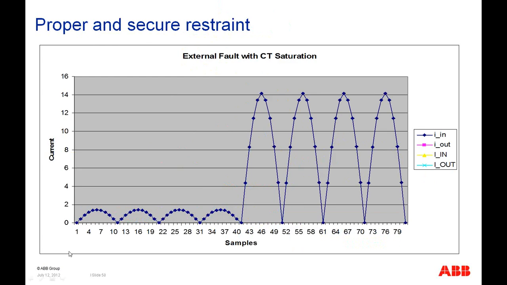For an external fault, we have the same kind of thing for the input. We have pre-fault conditions and the fault conditions for the input current. But now what happens if our CT saturates? If our CT saturates, our output current starts out the same as the input, and then we get to the point where the CT saturates. In this case the CT is saturating before we even get to the half cycle point or the quarter cycle point, and when it saturates, the current goes to 0.